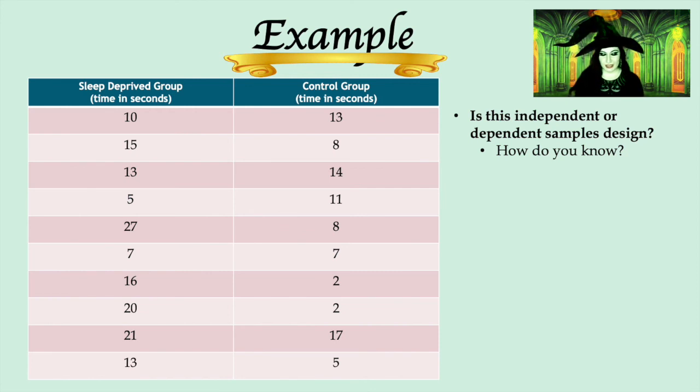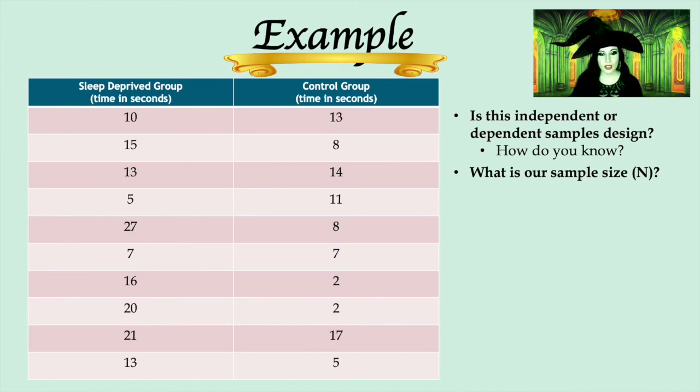What makes it independent is the fact that we have no information that the munchkins were related to each other in any way. We also know that they were randomly selected and randomly assigned to either the sleep-deprived group or the control group. So all signs point to the fact that this is an independent samples design. So the question is, what is our sample size? So we have 2 different groups and we have 2 samples.